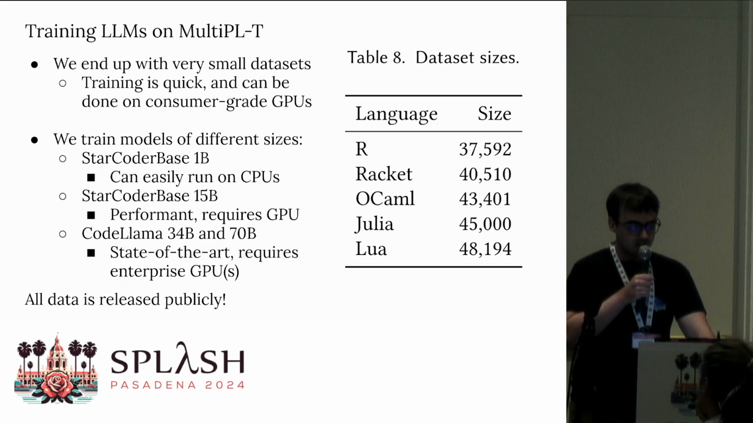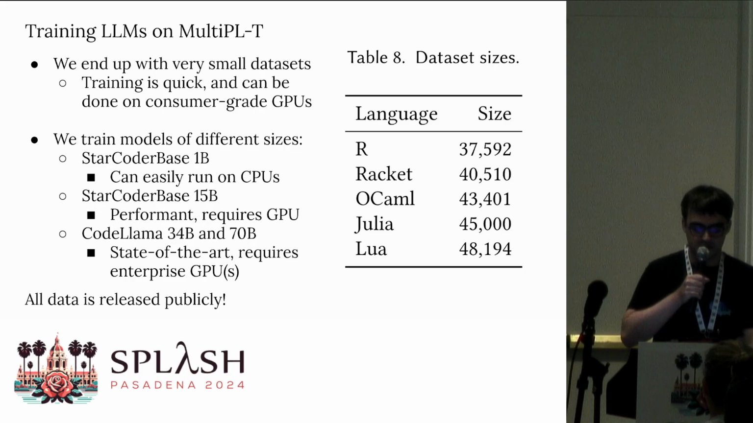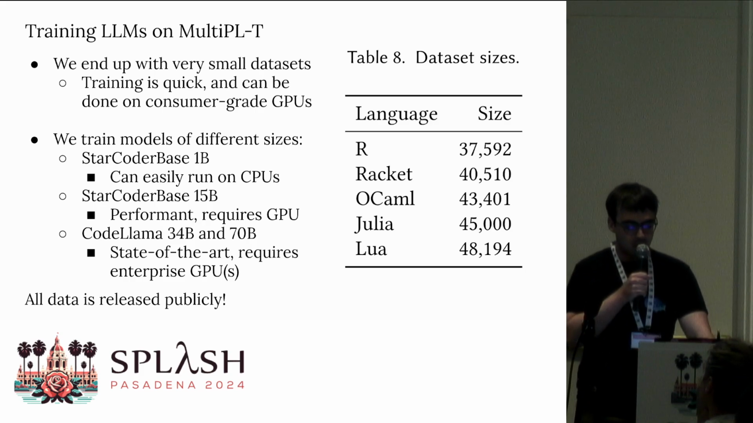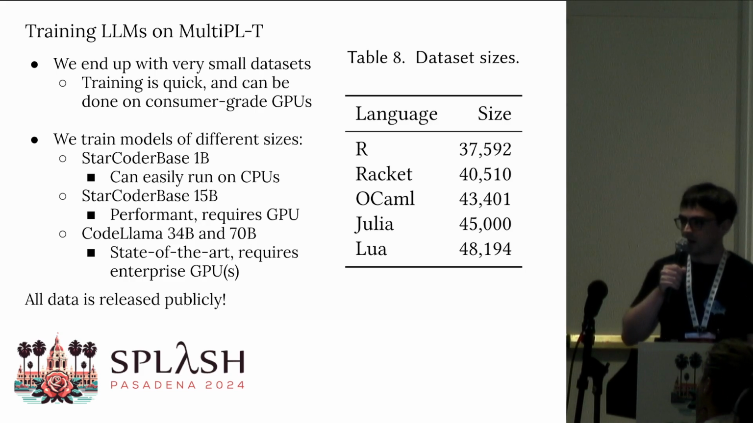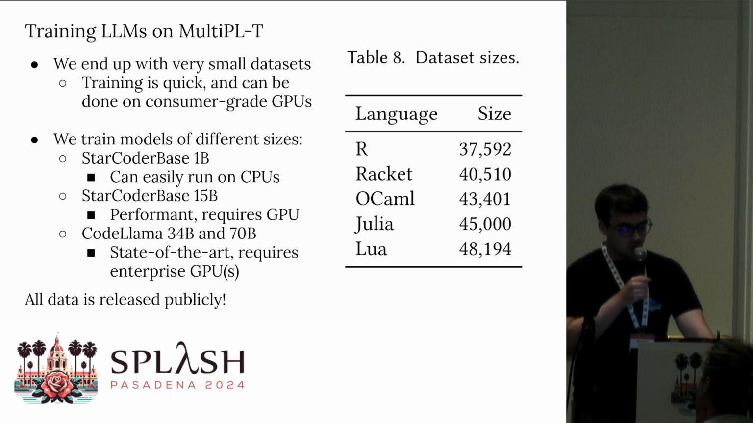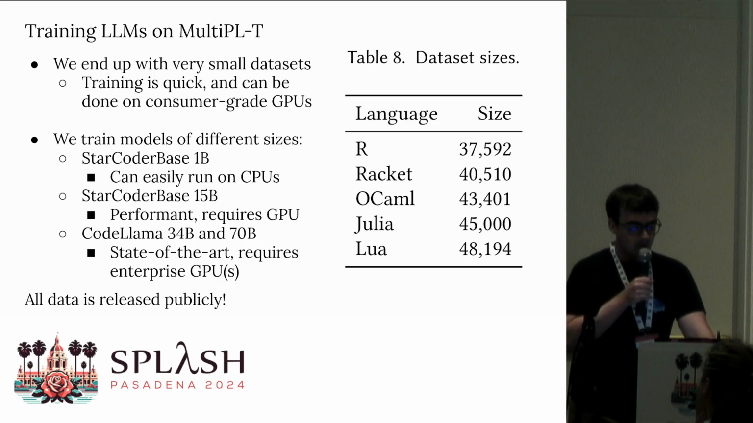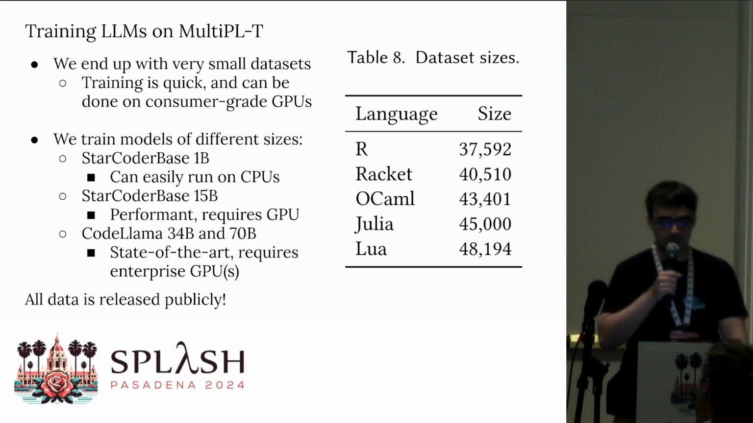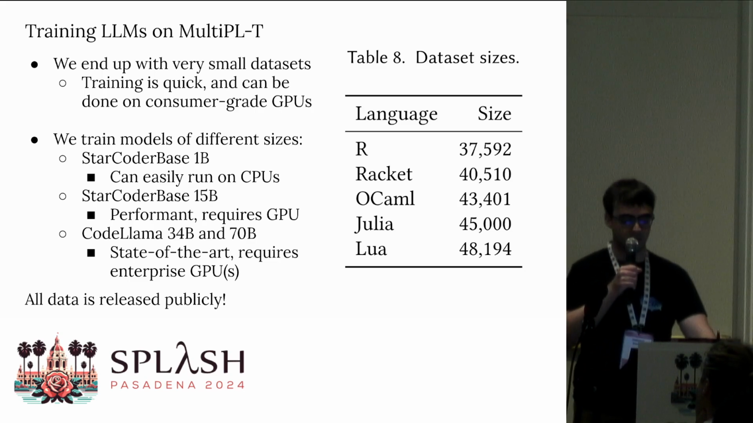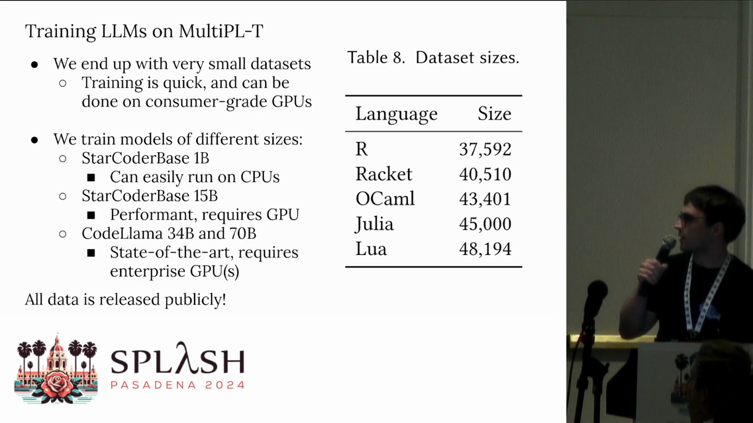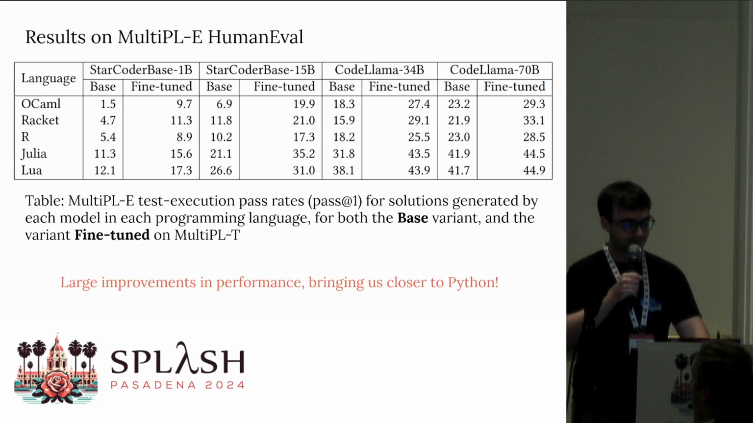And we train different sizes of models. So we train 1B models, which can easily run on your laptop CPU. We train 15B models, which require some kind of GPUs, but are quite performant. And then we train state-of-the-art 34B and 70B models, which require multiple enterprise GPUs. And all of our data is released publicly.